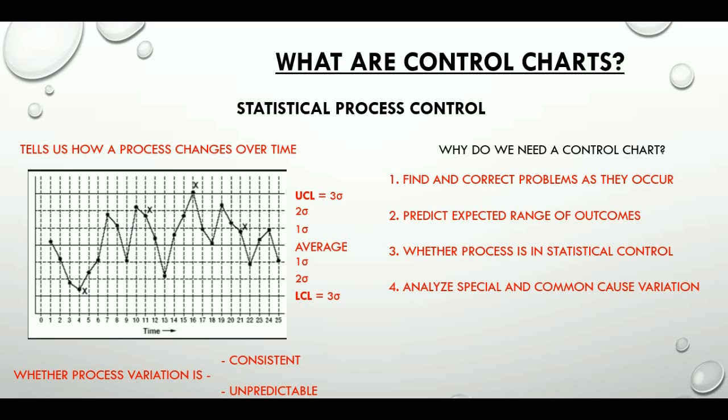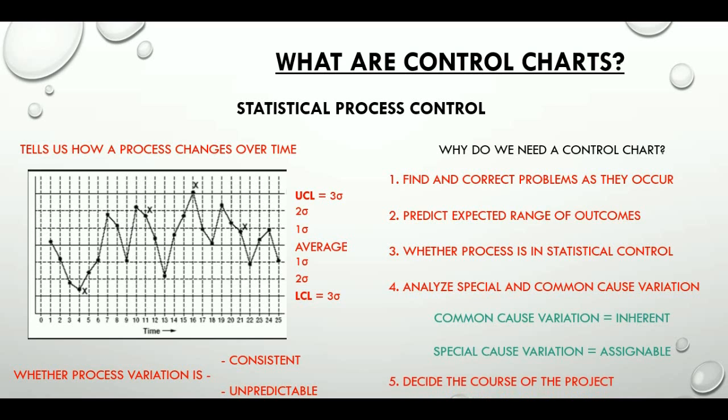Let me tell you here that common cause variation is inherent variation in a process, and special cause variation has assignable causes. We need to analyze and find ways to minimize or eliminate them. If we are doing a quality improvement project, control charts help us to decide if we just want to prevent specific problems or make certain fundamental changes to the process.